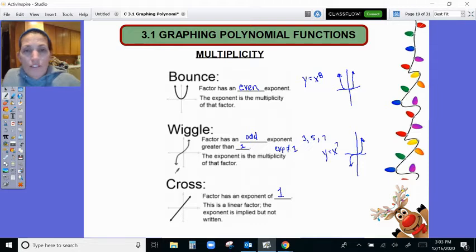So bounce, wiggle, cross, okay? You want to become very familiar with this. A cross is just like a line, a bounce is like a parabola, an even exponent, and then wiggles are all of my other odds besides 1.